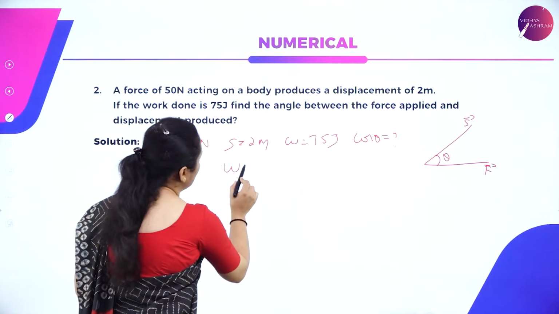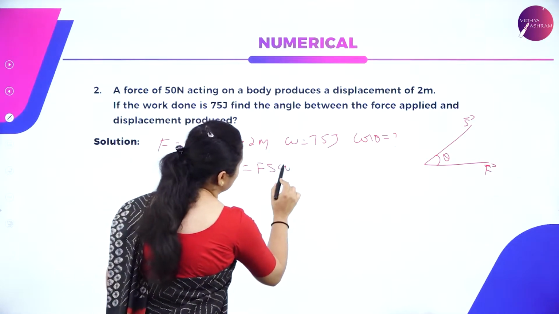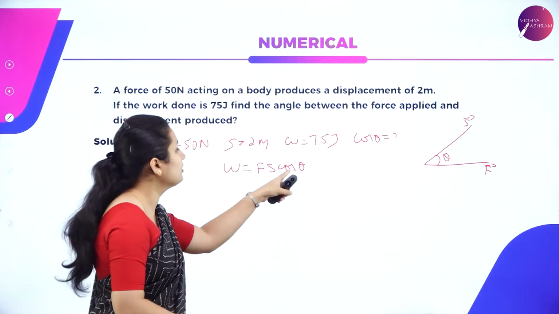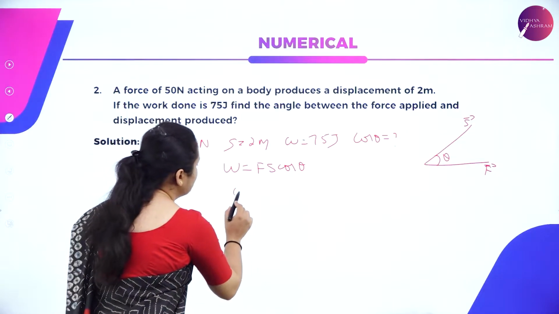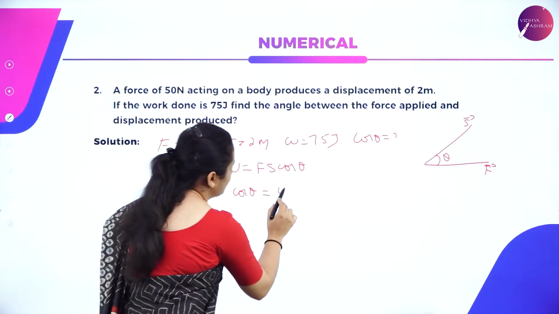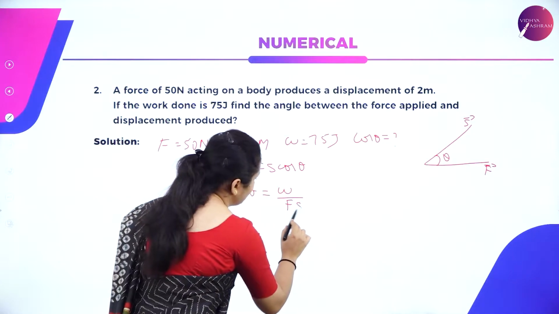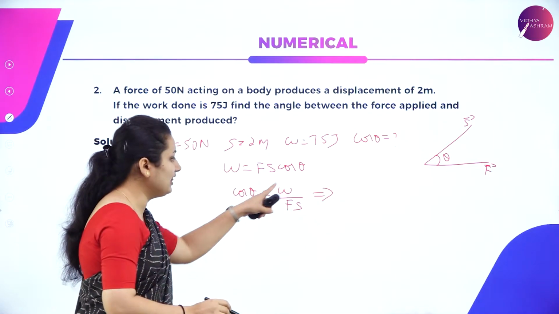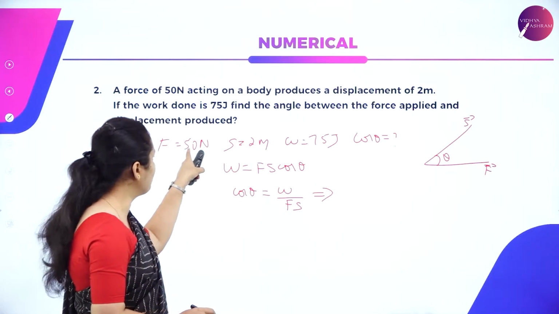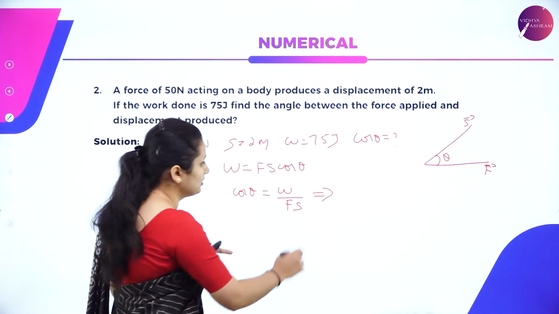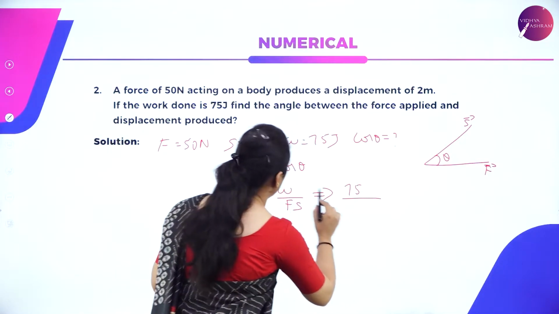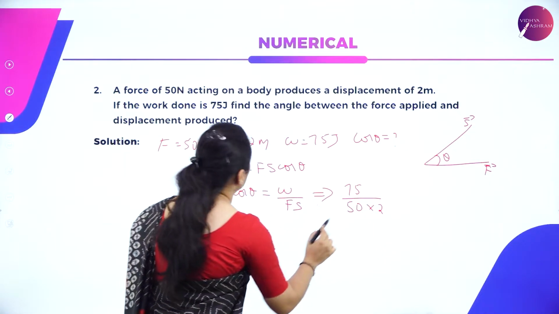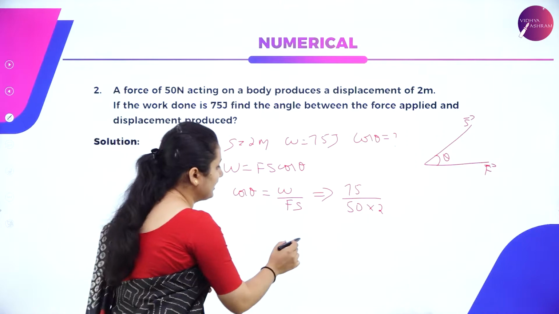We know work done formula is Fs cos theta. So I want to know what is the cos theta here. So what I'll do? It is cos theta is equal to W by Fs. So I want to know what is angle. Everything is given in the question. I know force, I know displacement, I know work done. Substitute 75 divided by 50 into 2. Displacement is 2.